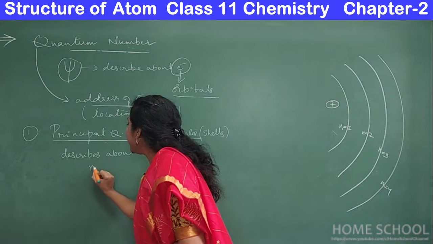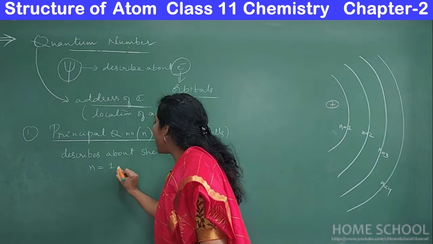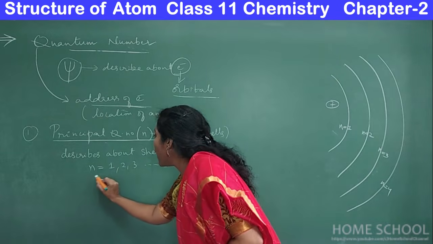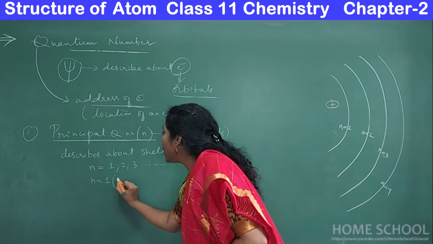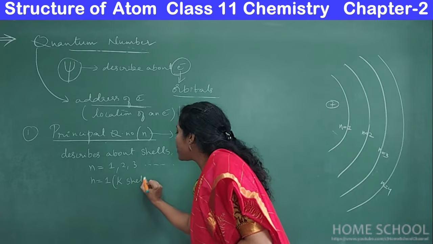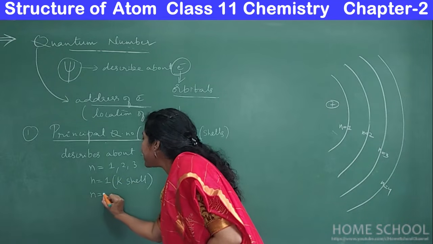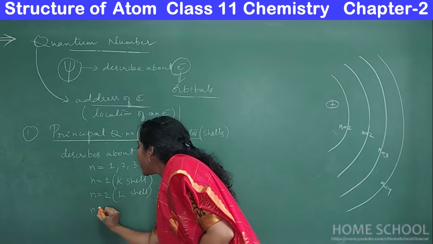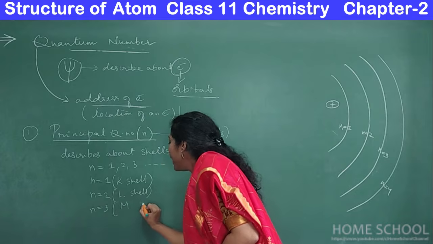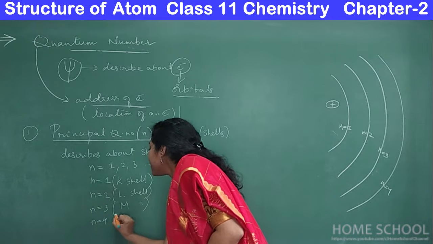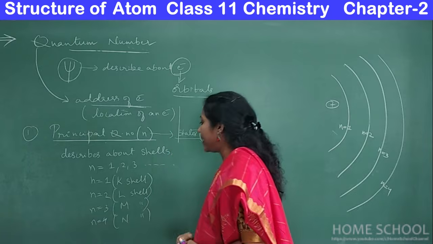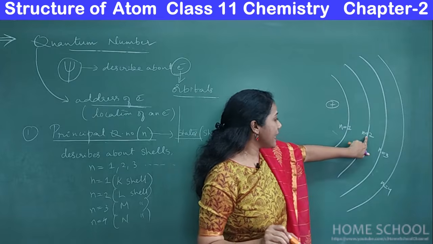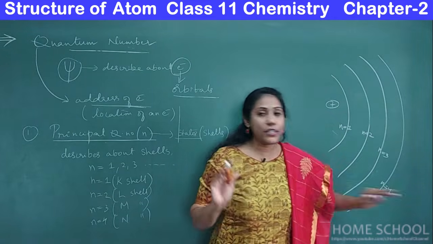Okay, so n can have values 1, 2, 3 and it goes on. n is equal to 1 means what, guys? It is K shell. The first shell is called K shell. n is equal to 2 means L shell. n is equal to 3 means M shell. And n is equal to 4 means it is N shell. So like this, for each shell we have a name: K shell, L shell, M shell, N shell, and so on.